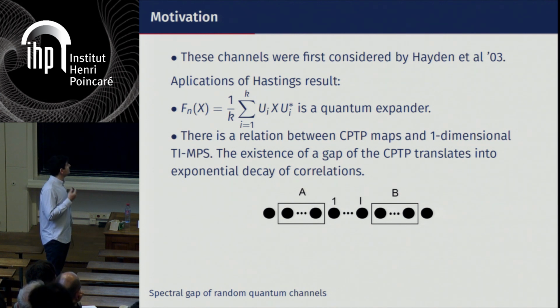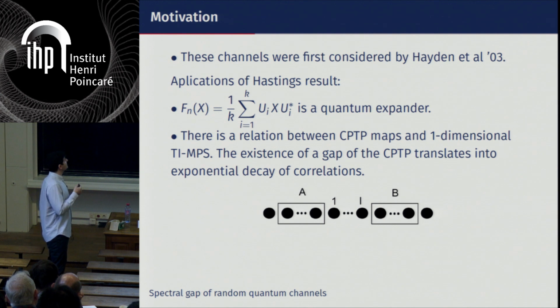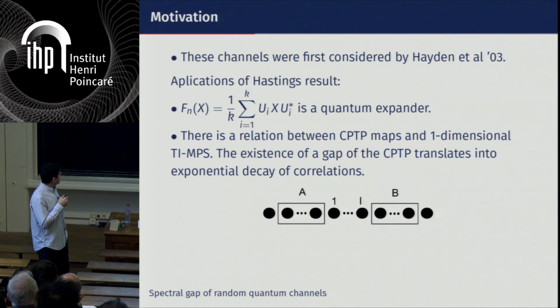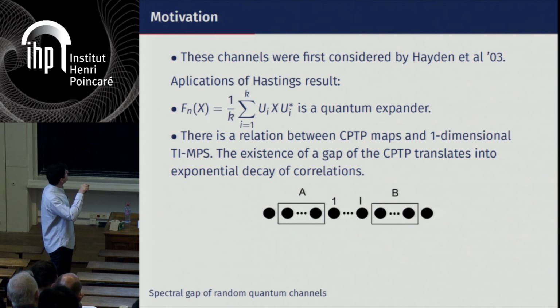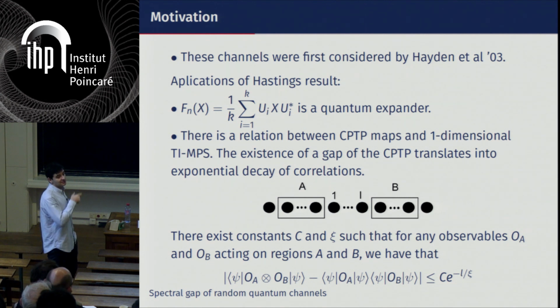Also, there is a relation between CPTP maps and one-dimensional translational invariant matrix product states. At the moment, I'm not going to say this relation. I will speak more about it. But what I'm interested in mentioning is that the existence of a gap in these completely positive trace-preserving maps translates into an exponential decay of correlations. That means that if we have one of these one-dimensional systems given by an MPS, I will talk further about this later, and we take two regions, A and B, that are L-sides separated, then the correlations between the operators acting on regions A and B decrease with the distance between these two sets.